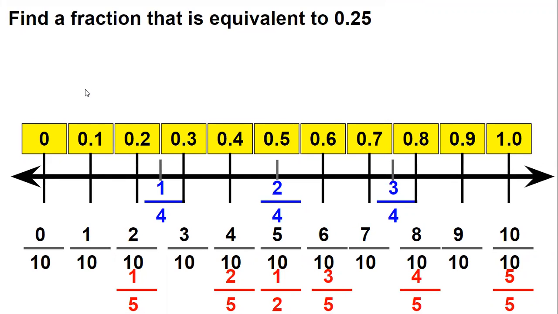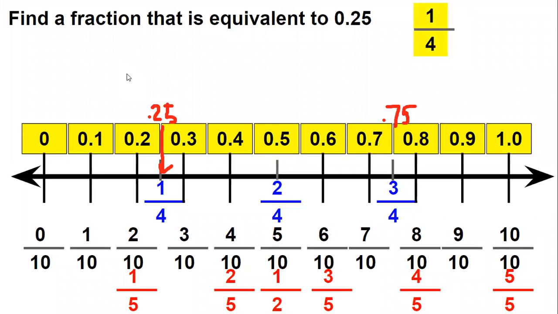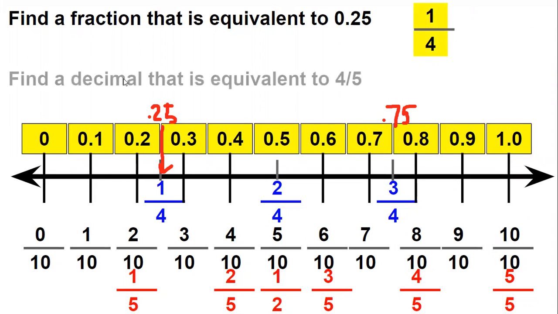Find a fraction that is equivalent to 0.25. We had that on the last slide. 0.25 was here, and 0.75 was here. So what fraction would be equivalent to 0.25? So you go straight down, and there you find 1/4. So hopefully that's what's going to pop up here. It is, yay. Okay. Find a decimal that is equivalent to 4/5. There it is again. Let's see what happens. There's our 0.8. Okay, now it's working.